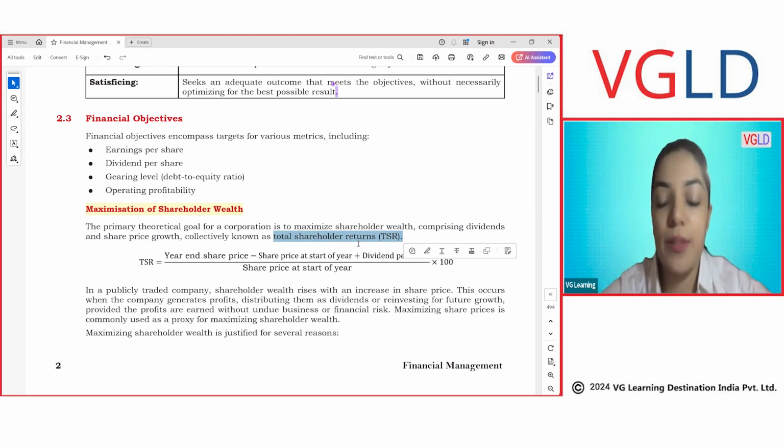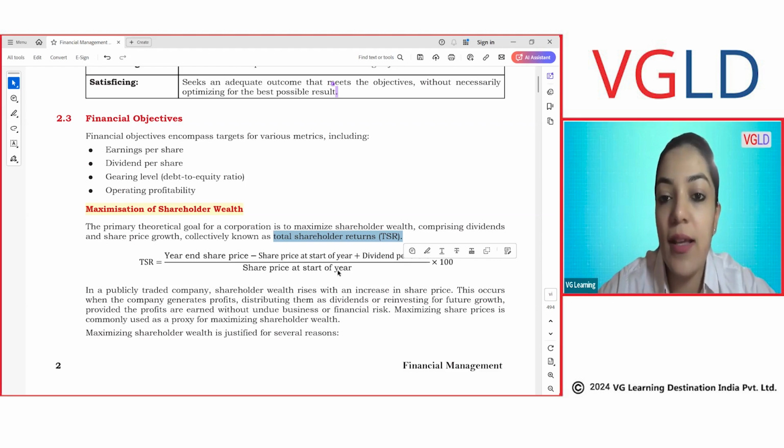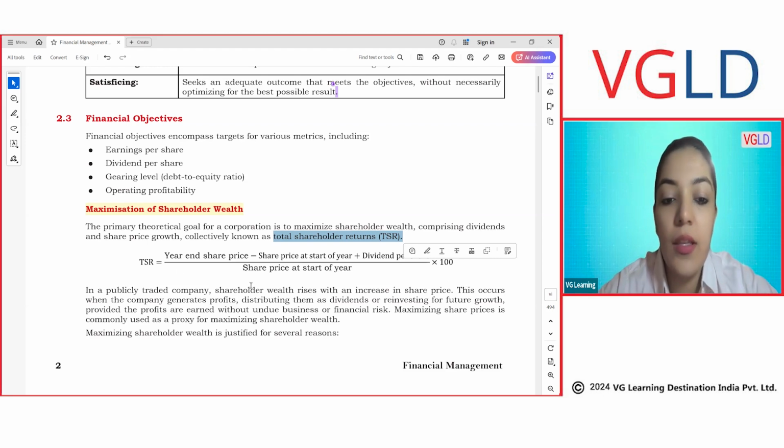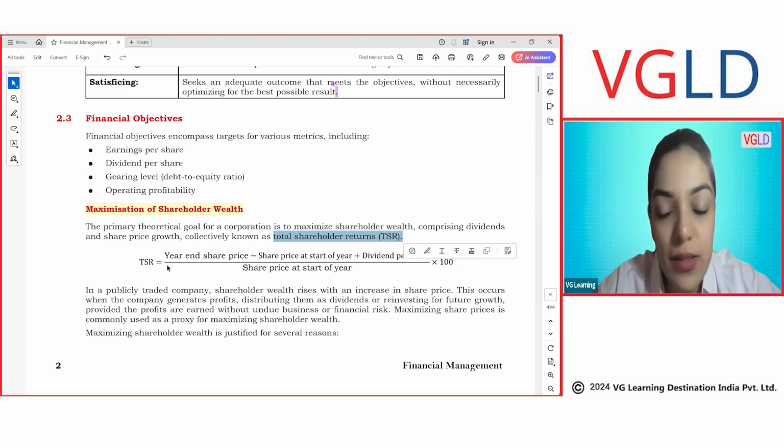And what is total shareholder return? Closing share price, that is year-end share price, minus the share price at the start of the year, that is the opening share price, plus the dividend. This is the total gain which a shareholder has made out of the company's investment. And you divide it by the share price at start of the year multiplied by 100. This is the formula and you will have to remember it. But if you look at it closely, it's very practical.